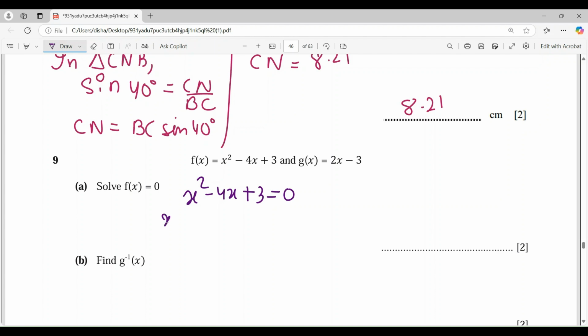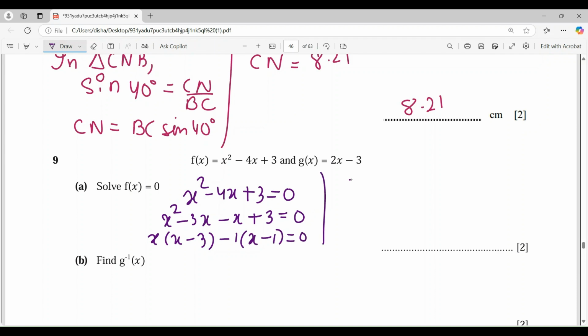It comes out to be x square minus 3x minus x plus 3 is equals to 0. So x common, x minus 3 minus 1 common, x minus 3 equals to 0. So what are your two values? X minus 3 into x minus 1 equals to 0. So the values of x are x equals to 3 or x equals to 1.